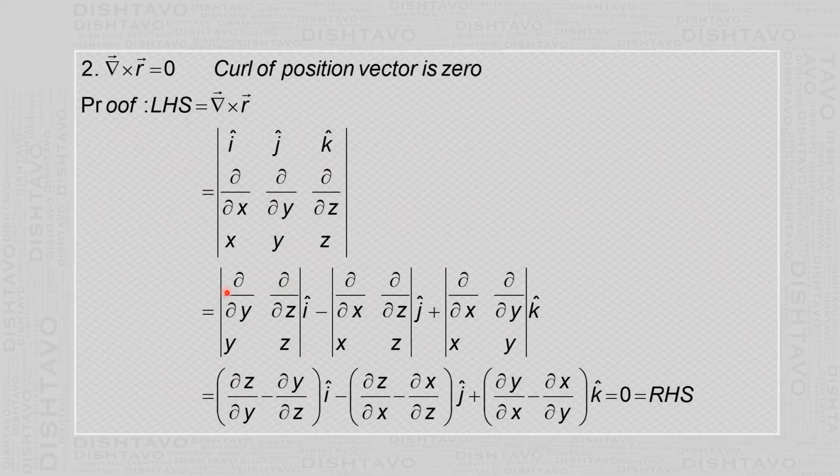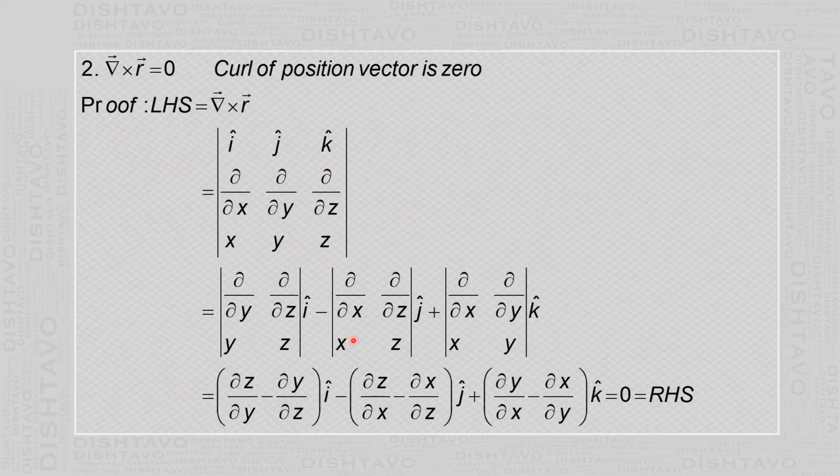So find the product of the diagonals, this into this, and subtract this into this. So when we evaluate this 2 by 2 determinant, in the first term it is ∂z/∂y, we write it here, minus ∂y/∂z.